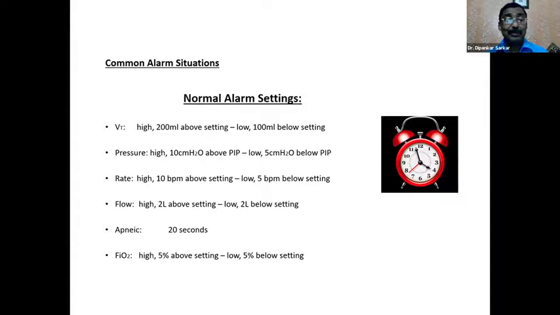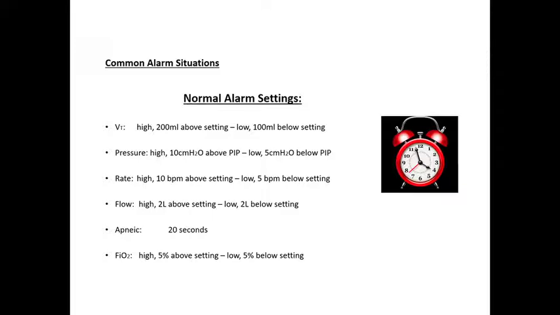Flow: the high flow setting is 2 liters above, and the low flow setting 2 liters below the flow. So if you set a flow of, say, 45, the high flow alarm should be set around 47 to 50, and the low flow alarm should be set around 43 to 40.